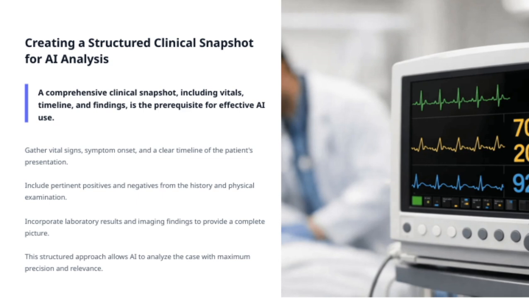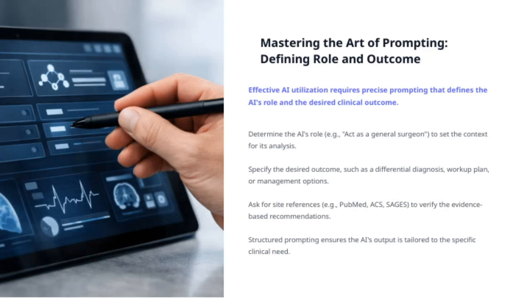Gathering vital signs, understanding when symptoms began, and establishing a clear timeline of the presentation give us context and help track progression. Overall, creating a comprehensive clinical snapshot, covering vitals, timeline, and findings, is the foundational step for effective AI-assisted analysis. This structured snapshot ensures that we have all the key pieces in place to make informed decisions and optimize patient care. Let's talk about structured prompting and why it's so essential when working with AI in a clinical setting.